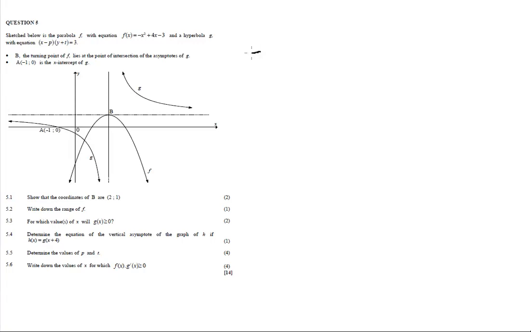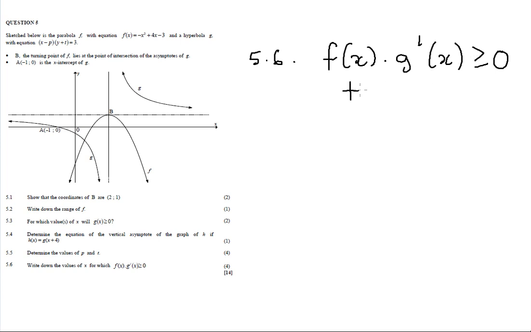Question 5.6. We want the values of x for which f of x times the derivative of g of x, so it's g prime x, has to be greater than or equal to 0. So it will only be the case if both f of x and g prime of x have the same sign. So either both can be positive or both can be negative.